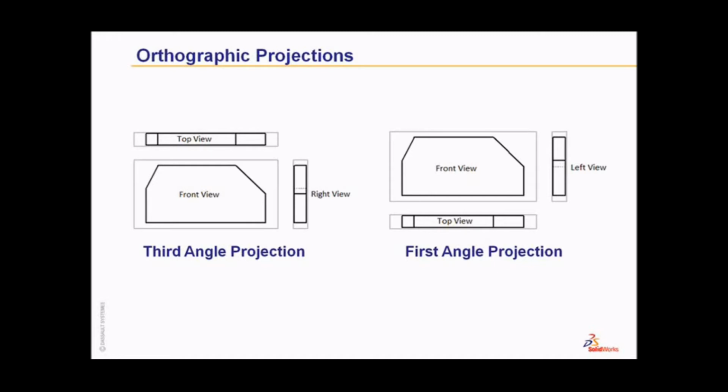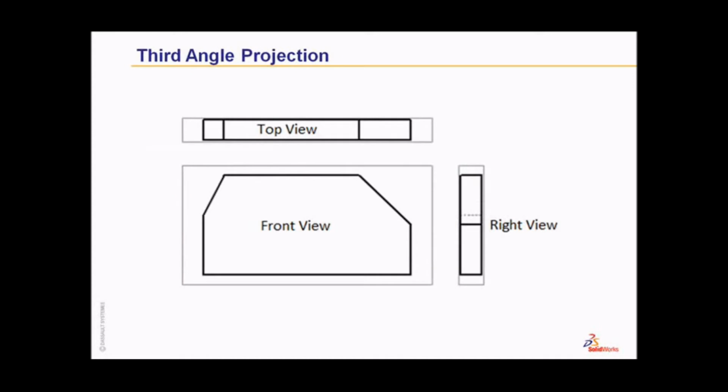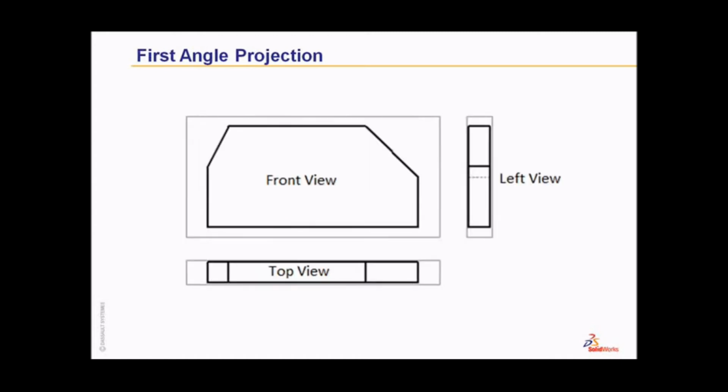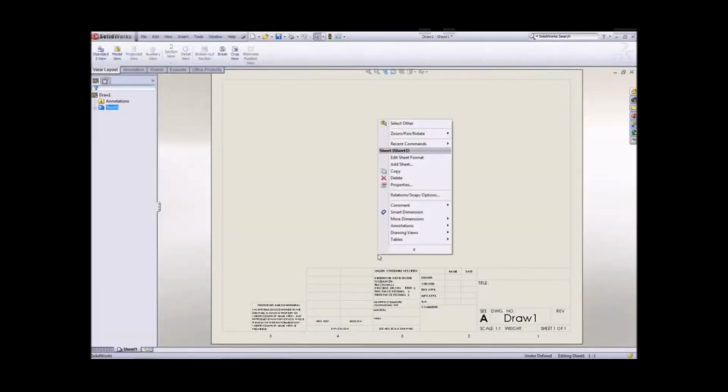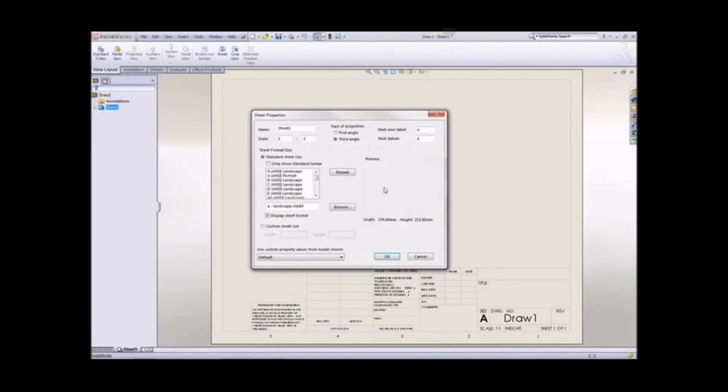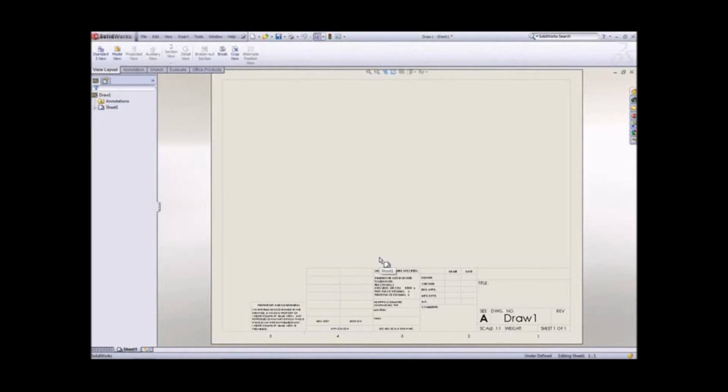The difference between the two is the arrangement of the different views on the drawing. Third-angle projection arranges the views like this on the drawing, while the first-angle projection arranges the views like this. To select the desired projection, right-click anywhere on the drawing and select Properties. Select third-angle projection since the ANSI standard is being used.